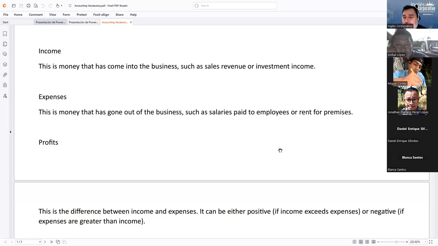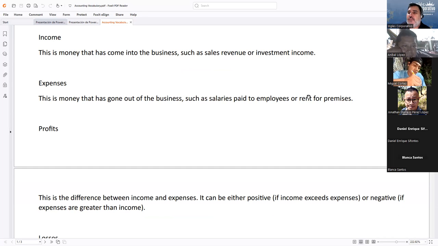Now, then we have profits. What's a profit? I'll give you an idea. Miguelito bought a cell phone for $150. One of his friends saw the cell phone and he liked it. Hey, I like your cell phone. Can you sell it to me? And Miguelito said, yeah, $175. It's okay. And then they paid him $175. What's the profit? The difference between the money that he paid and the money that he received when he sold it, $25.